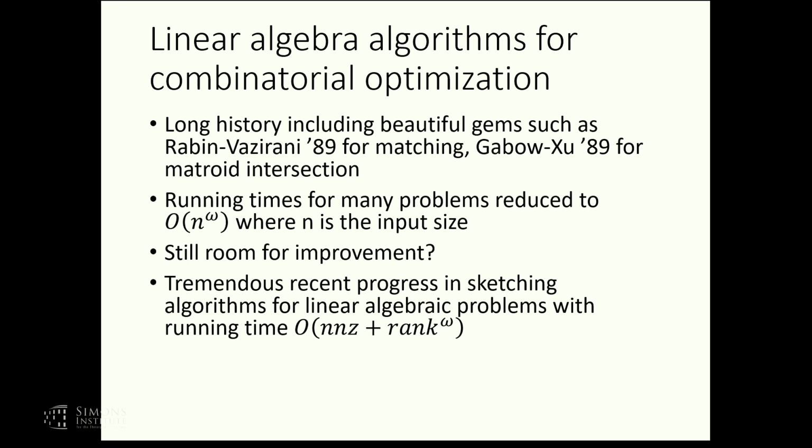And given the tremendous recent progress in sketching algorithms for linear algebraic problems, where we have been able to reduce the running time in a lot of cases to the number of non-zero entries of the problem plus a term that depends only on the rank rather than the input size, perhaps this is the time to revisit these problems in combinatorial optimization, and maybe there's more that we can do. Right. So that is the hope, my hope anyway.